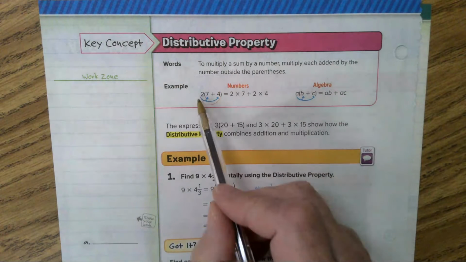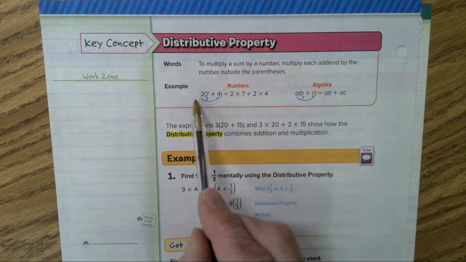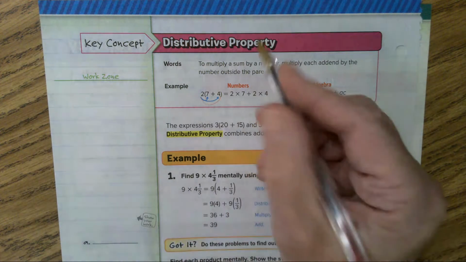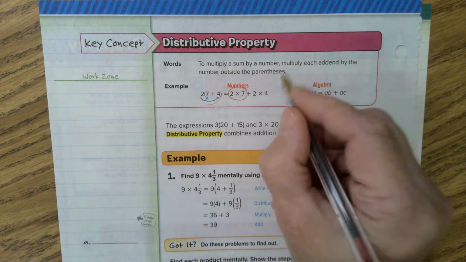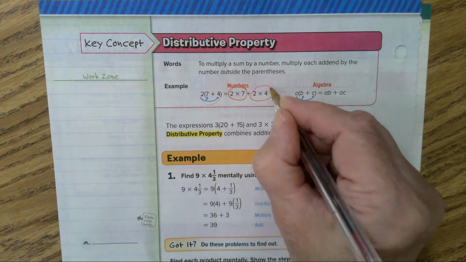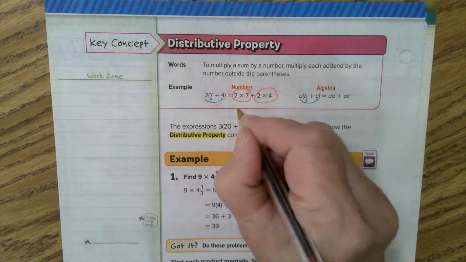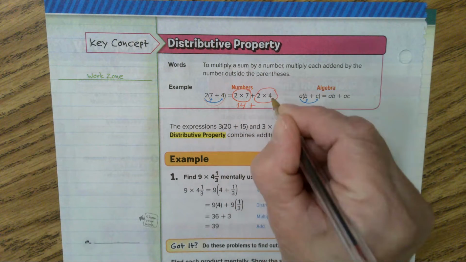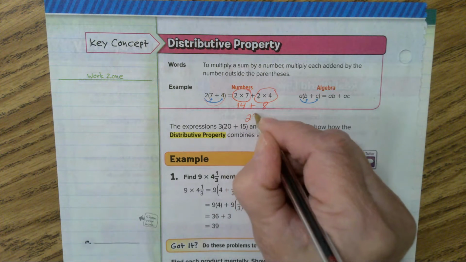And in the distributive property, it's multiplying instead of giving gifts. So 2 multiplies the 7, and the 2 multiplies the 4. Got that? Then you follow your order of operations. 2 times 7 is 14. 2 times 4 is 8. 14 plus 8 is 22.